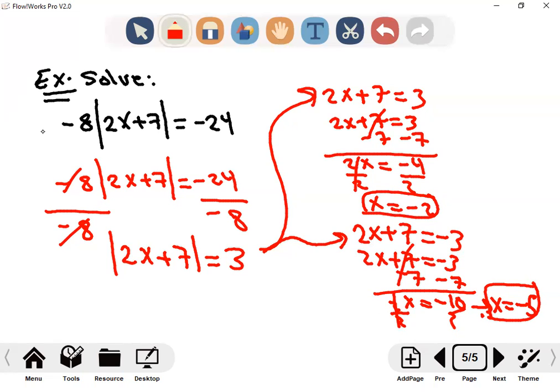Here, this is our original equation, right? Put negative 2 here. 2 multiplied by negative 2 is negative 4. Negative 4 plus 7 is 3. The absolute value of 3 is 3. 3 multiplied by negative 8 is negative 24, right? Let's check the negative 5 now. 2 times negative 5 is negative 10, plus 7 is negative 3. The absolute value of negative 3 is 3, times negative 8 is negative 24. Copy this example, it's an important idea.